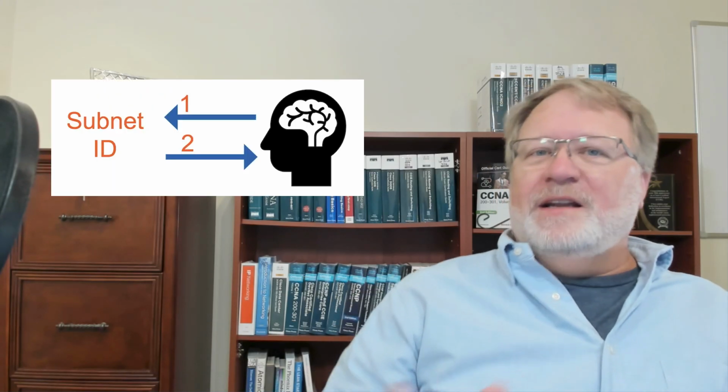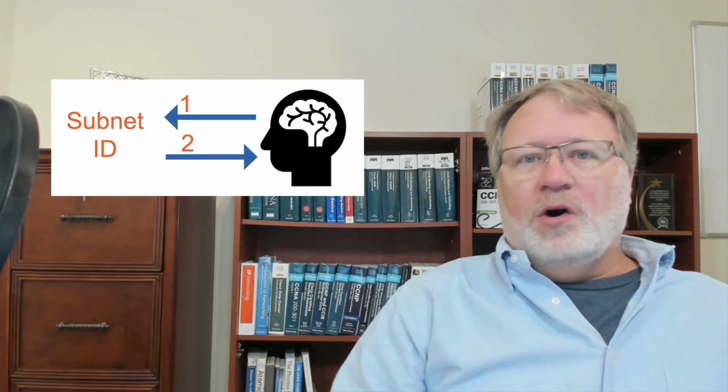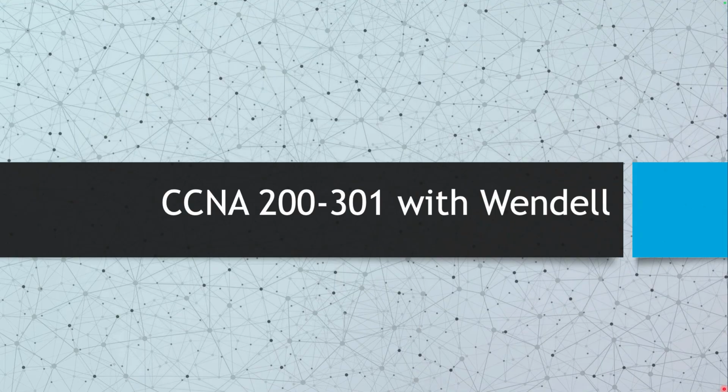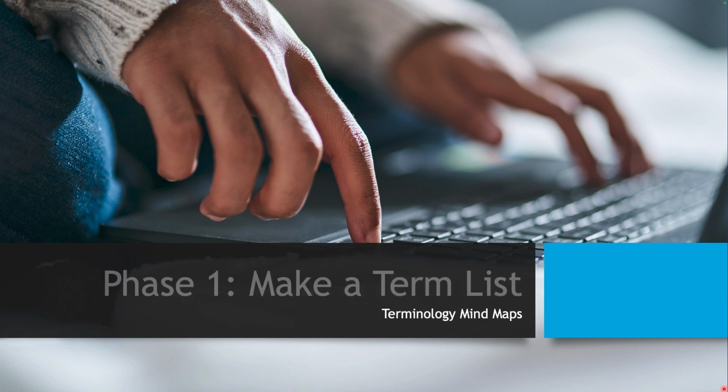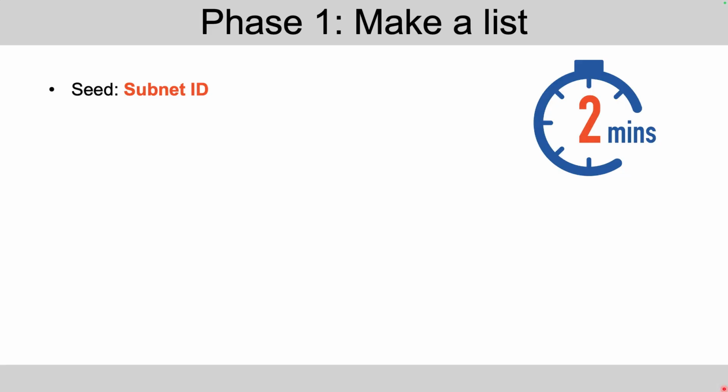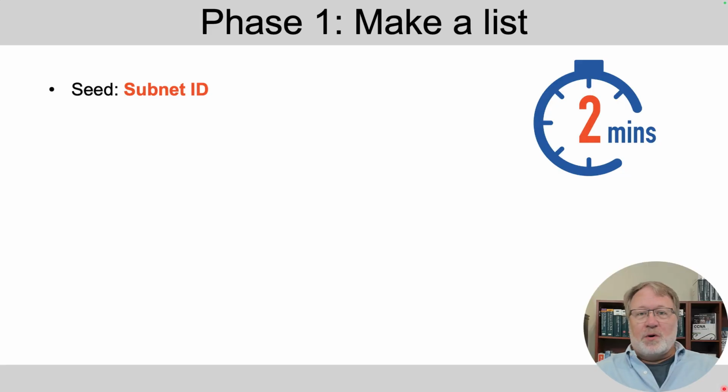Ready to practice? Need about 6 minutes in your brain and either a piece of paper and a pen or a mind map app. Let's jump in. Let me walk you through the phases to work through the mind map.